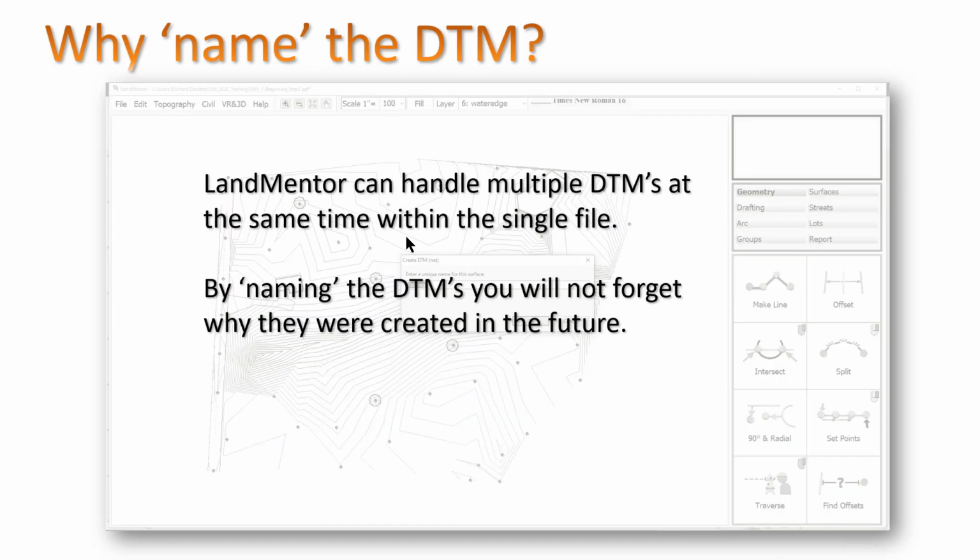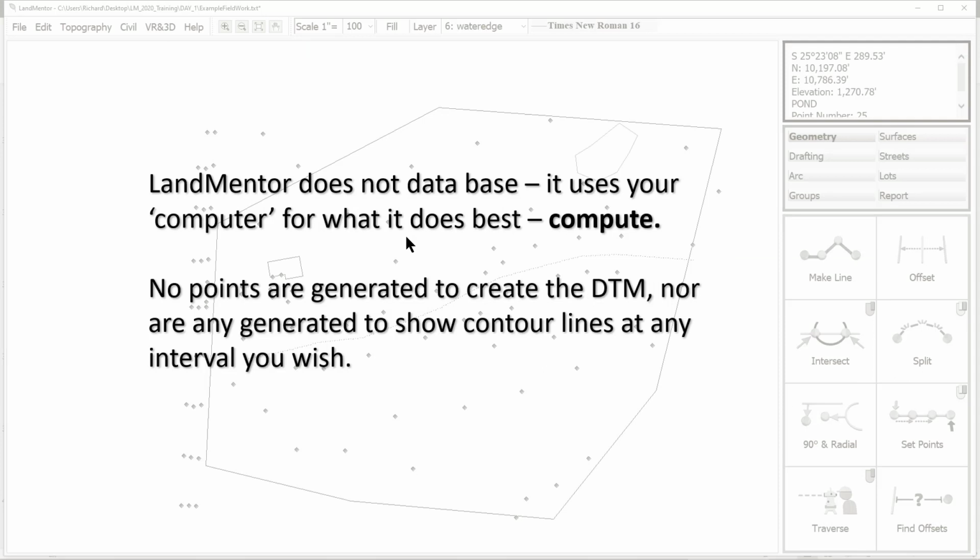So we can handle multiple DTMs at the same time. So use a name you won't forget. It does not use a database. It uses your computer for what it does best. It computes everything. There are no points generated for the DTM. There are no points generated for contour lines. It's always calculating. It's always computing.